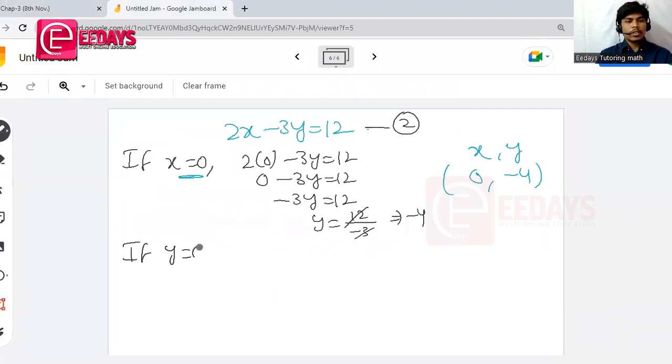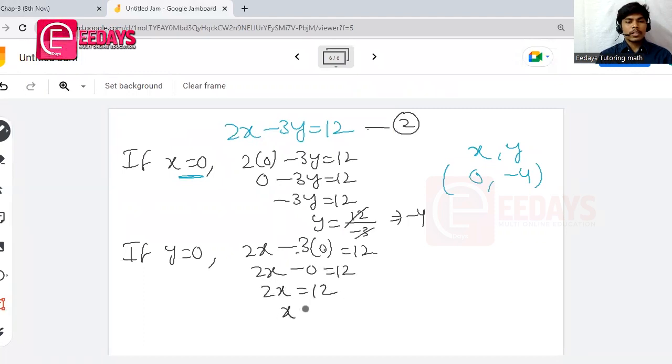Now, if you take y is equal to 0, you can assume any value. You can take x as 1000, y as 10,000. It's up to you. It's your mathematical knowledge. All right, let's substitute y is equal to 0 in the equation. 2x we don't know, and 3 into y, where y is equal to 0. Now 2x minus 3 into 0, that is 0, minus 0 is equal to 12. 2x is equal to 12. Now x is equal to 12 by 2, transferring 2 to the other side. After cancellation, I got 6.